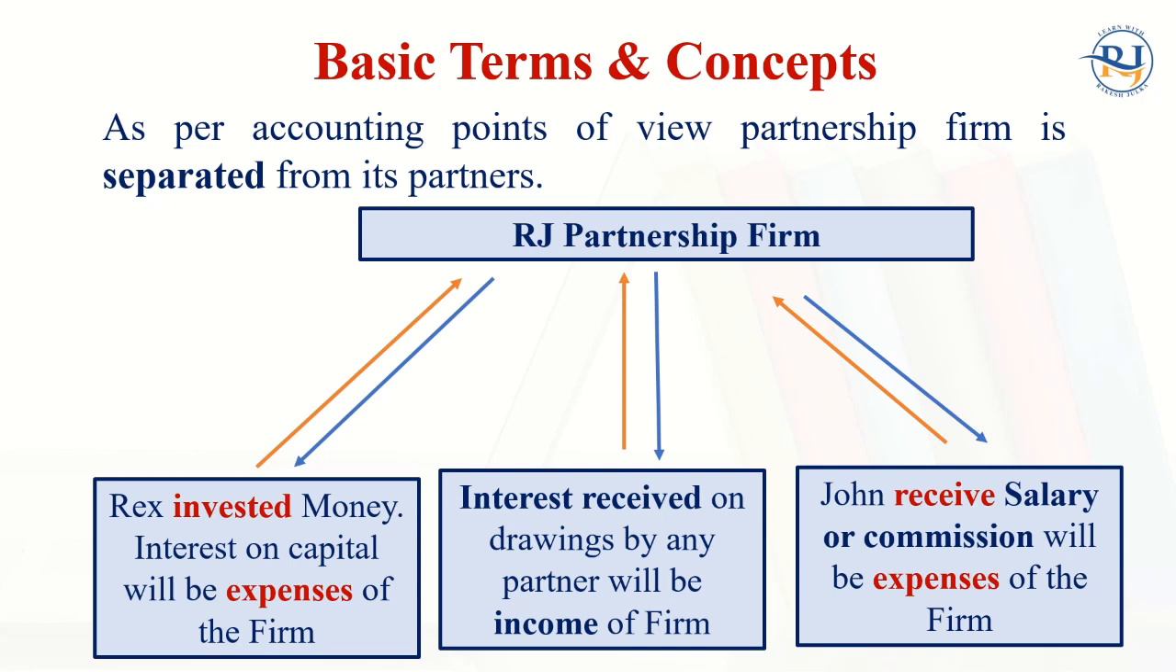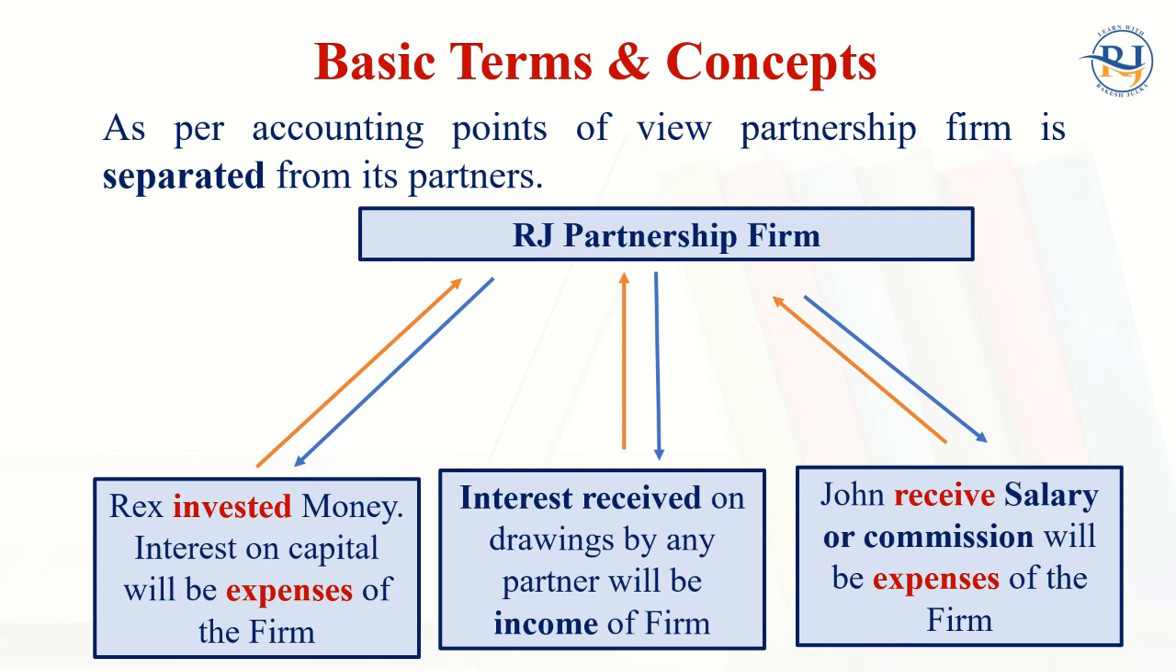What are the basic terms and concepts? As per the accounting point of view, the partnership firm is separate from its partners, as we know. For example, the RJ partnership firm is there, and Rex and John are the two partners. Let's say Rex invested money, and the money is invested by one partner, and interest on the capital will be an expenditure of the firm, and the interest received by Rex will be added in his personal income tax return.